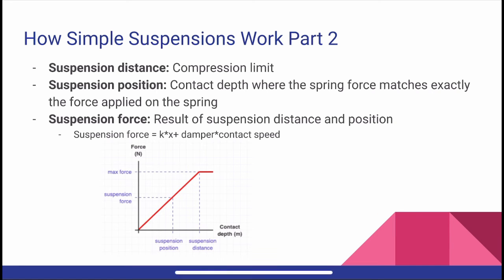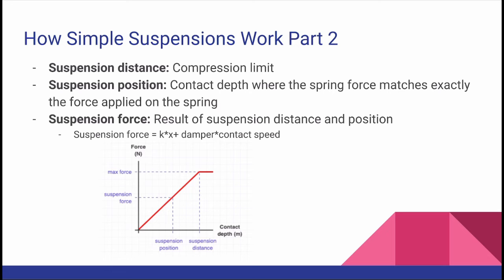The suspension distance is the compression limit of a spring. This means that beyond this point, the spring has reached its maximum force and cannot compress any further. The suspension position is also known as the contact depth, where the spring force matches exactly the force applied on the spring. Therefore, the more weight that is loaded on a wheel, the more compressed the spring will be, and the suspension position will be lower.